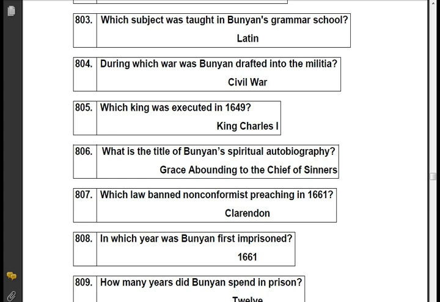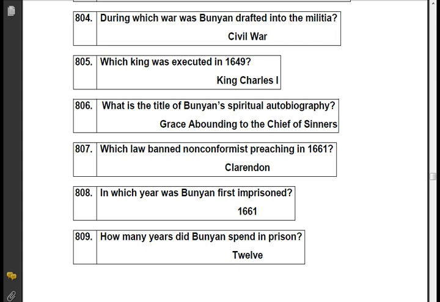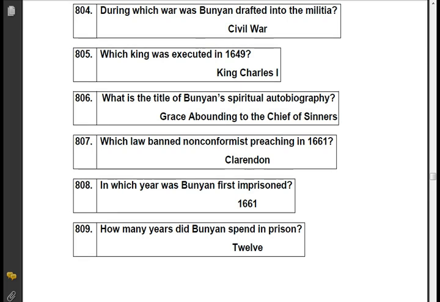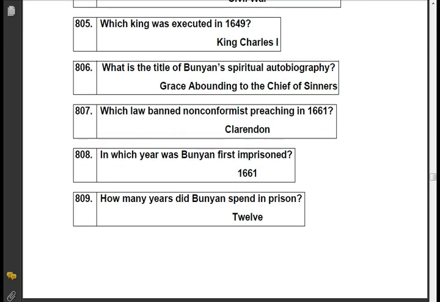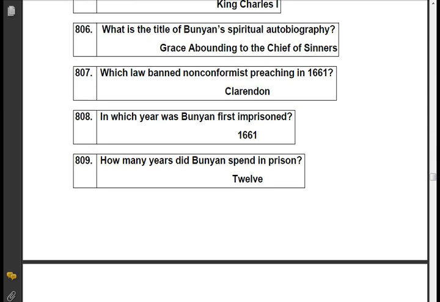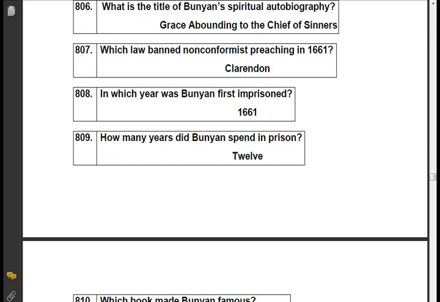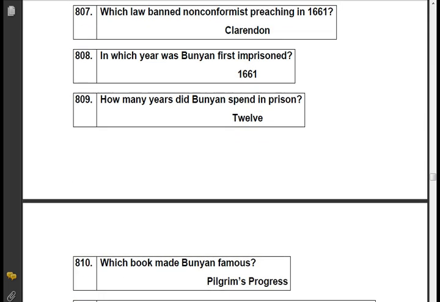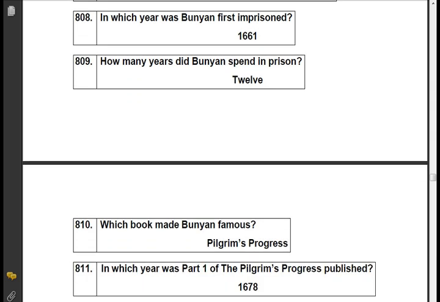King Charles I. What is the title of Bunyan's spiritual autobiography? Grace Abounding to the Chief of Sinners. Which law banned non-conformist preaching in 1661? Clarendon. In which year was Bunyan first imprisoned? 1661. How many years did Bunyan spend in prison? 12. Which book made Bunyan famous?